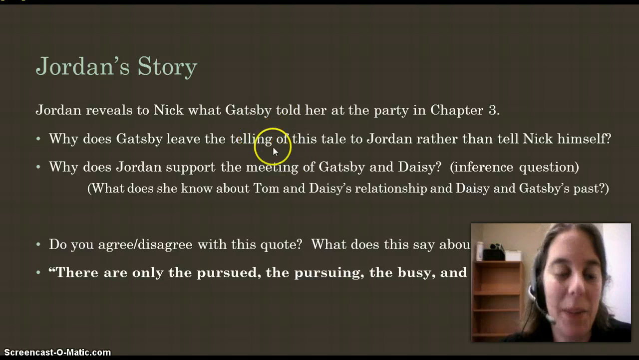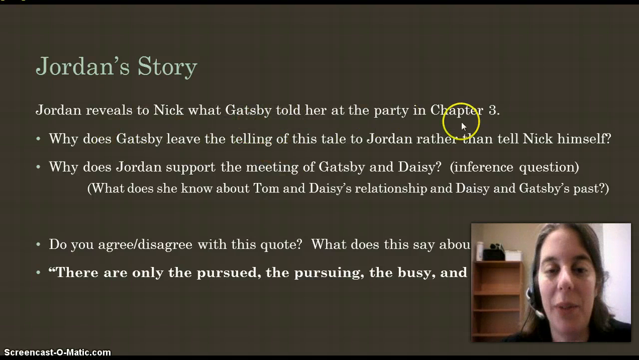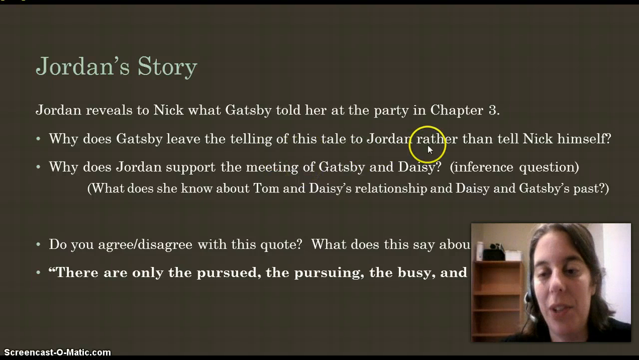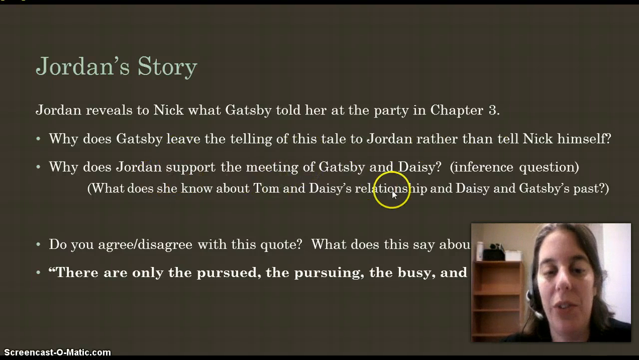And then finally we end with Jordan's story. She reveals to Nick what Gatsby told her at the party. Why does Gatsby tell Jordan rather than Nick? Why does Jordan support this meeting? And we'll leave with the final quote.